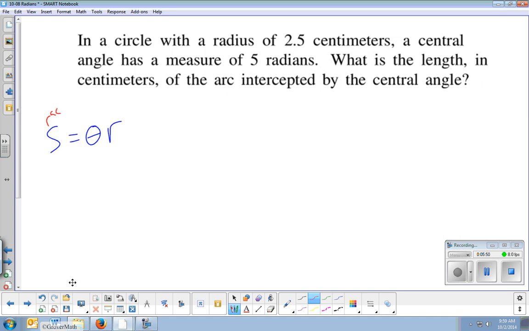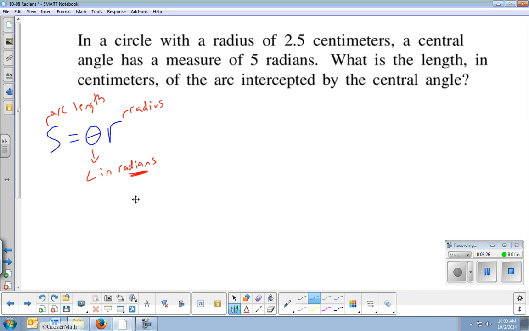So S is your arc length. Arc length, like the circumference of a circle, the measure of the outside of a circle. S is the arc length. R stands for radius, not radians. But theta, we know theta stands for the angle. But not just that, it's the angle in radians. It's important to remember that S equals theta r, which we call the SOAR formula. The SOAR formula is a radian formula.